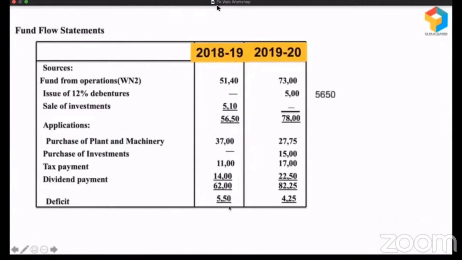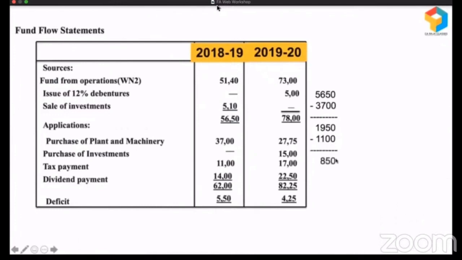Let's analyze this. So what is the total source? It is this 5,650. When they had 5,650, they purchased plant and machinery. Since they had so much fund, 3,700 is okay, because even after paying all this, they'll have a surplus of 1,950. And then what are they supposed to do? Tax is compulsory, they cannot escape. From 1,950 they paid taxes of 1,100. So they are left with 1,950 minus 1,100, 850.